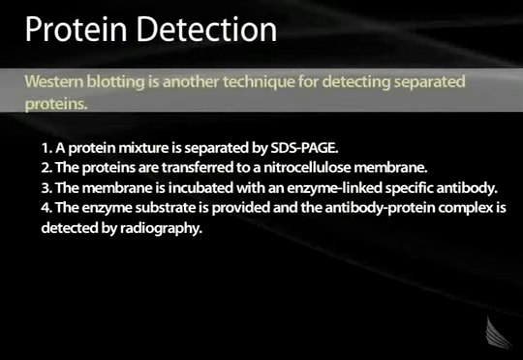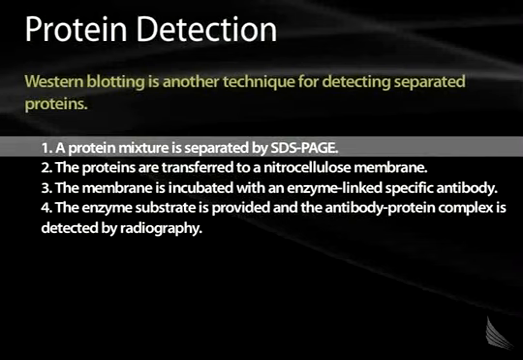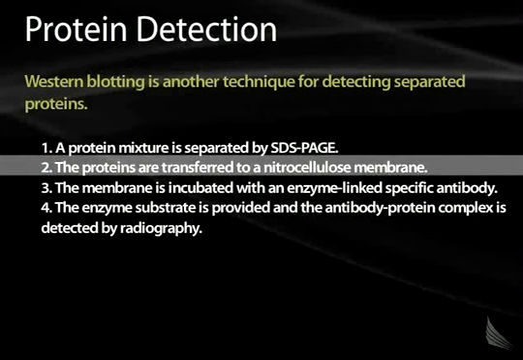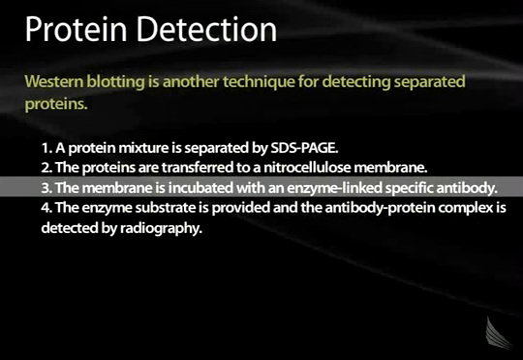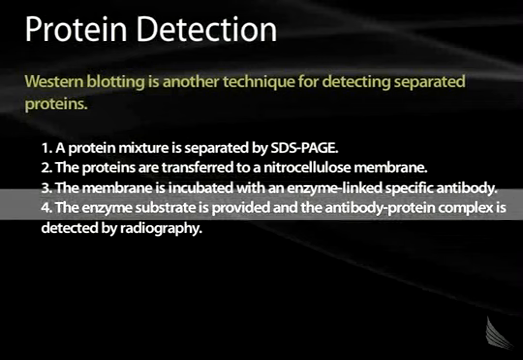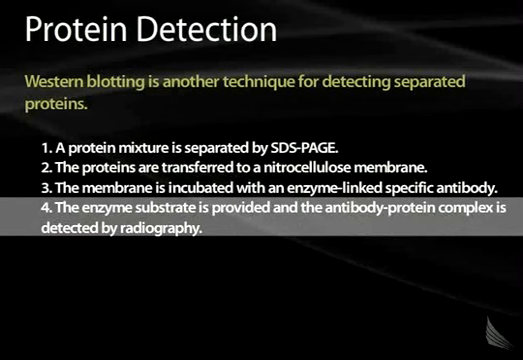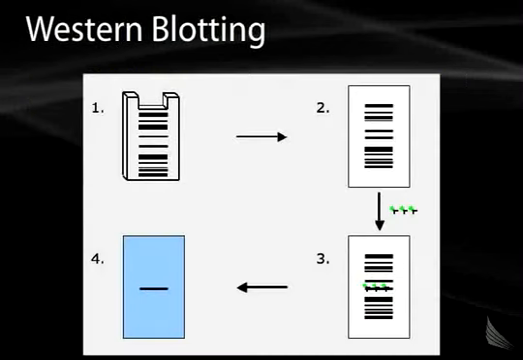Now, another way that we can detect proteins using specific antibodies is Western blotting. In this, we put a protein mixture on an SDS-PAGE gel, we separate the proteins by size, and then we transfer the proteins to a nitrocellulose membrane. This membrane is then incubated with enzyme-linked specific antibodies, similar to what we saw in ELISA. Then, once we've done that, the enzyme substrate is provided, and the antibody-protein complex is detected on X-ray film by radiography. This is shown schematically here.